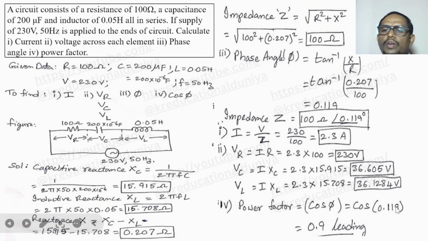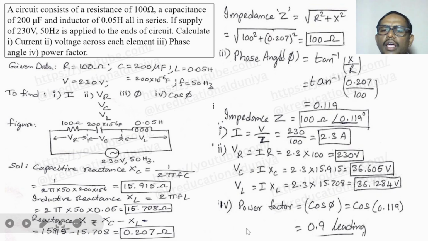How are you going to find out the leading, lagging or unity? By seeing which is greater. If XC is greater, you have to put leading. If XL is greater, you have to put lagging. If XC equal to XL, then you have to put unity. Okay, it is a must to put this to get more marks. So here XC value is more, so you have to put leading.